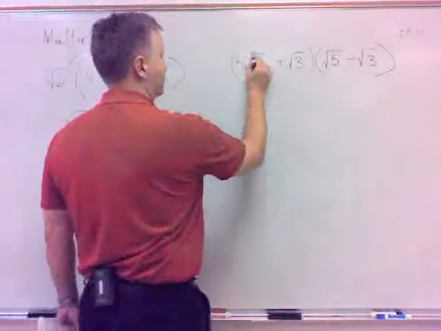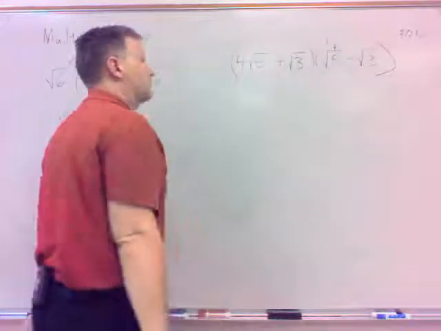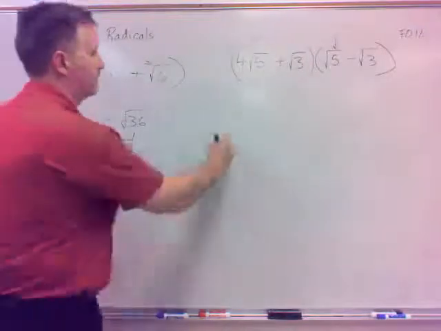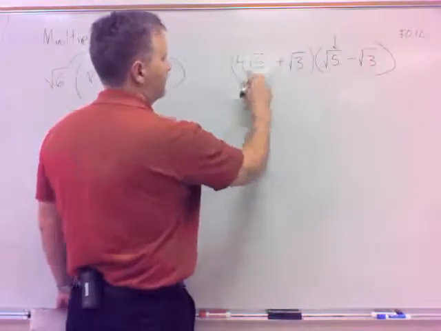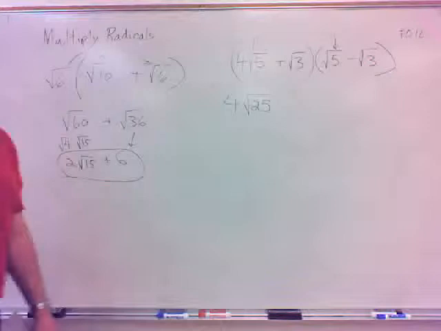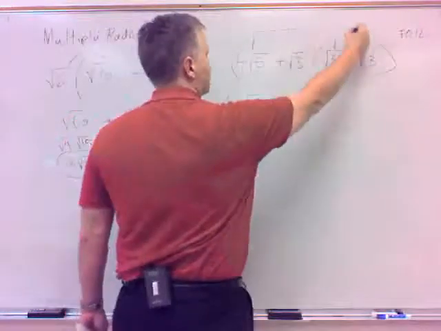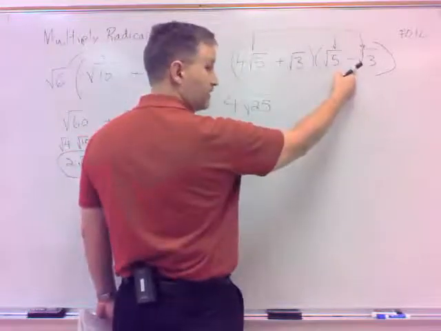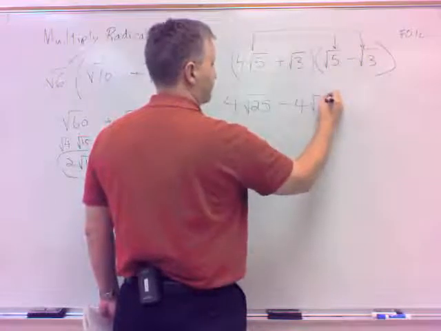So that would mean take the 4 square root of 5 times, first of all, the square root of 5. That would give me 4 square root of 25, wouldn't it? Basically 4 times 1, and then square root of 5 times square root of 5 is square root of 25. Then it would take the 4 square root of 5 times the minus square root of 3. What would that be? Well, it's 4 times minus 1, so it would be minus 4, and then square root of 5 times square root of 3 would be square root of 15, wouldn't it?